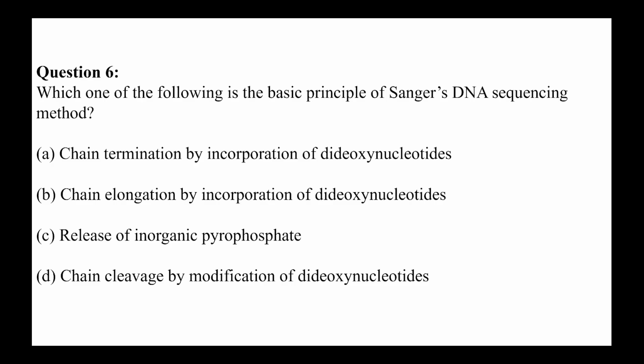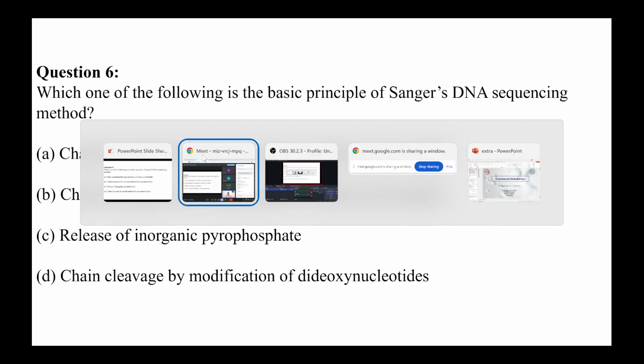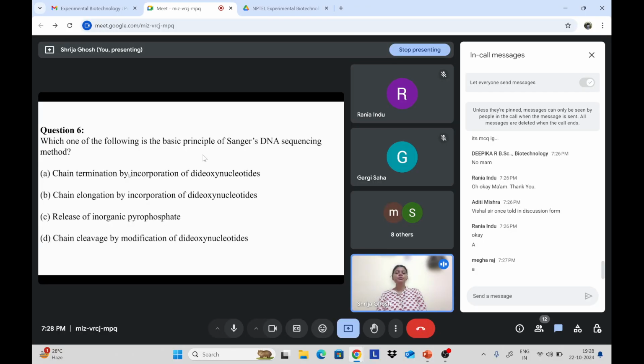Which one of the following is the basic principle of Sanger's DNA sequencing method? Option A, chain termination by incorporation of dideoxynucleotides. Option B, chain elongation by incorporation of dideoxynucleotides. Option C, release of inorganic pyrophosphate. Option D, chain cleavage by modification of dideoxynucleotides. Which one of the following is the basic principle of Sanger's DNA sequencing method?